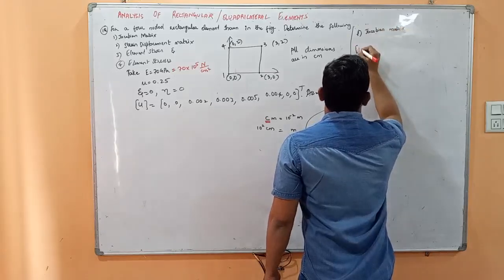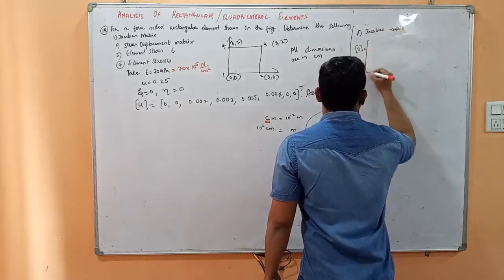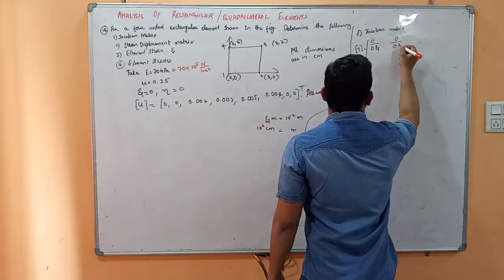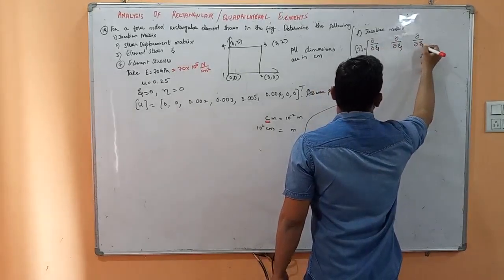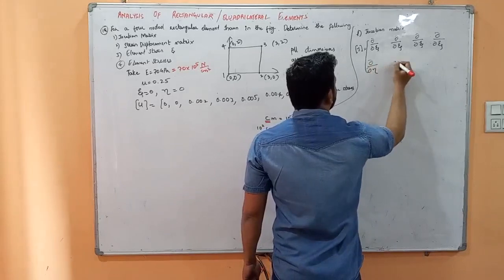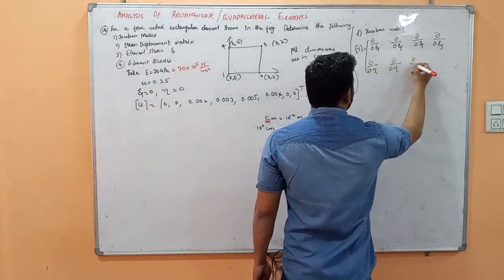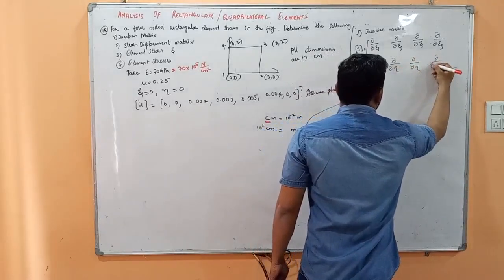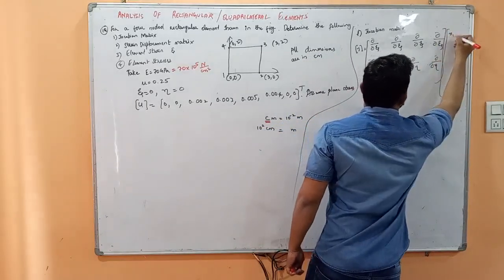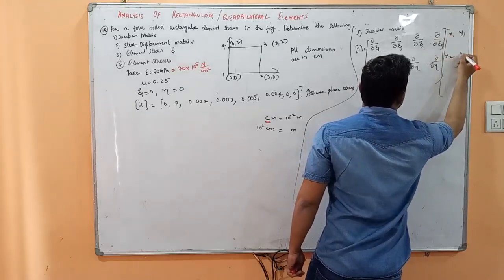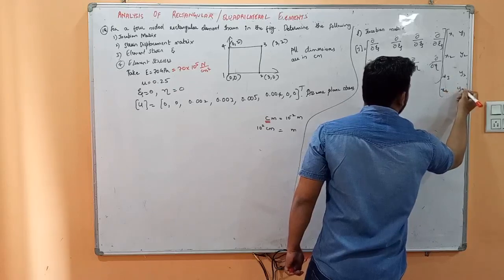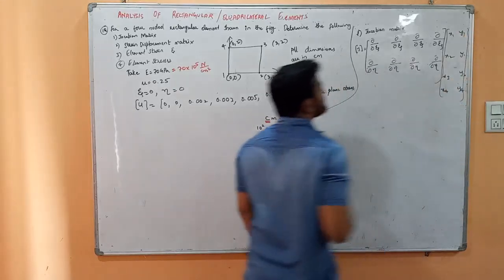So the Jacobian matrix is given by the matrix of partial derivatives ∂/∂xi and ∂/∂eta of the shape functions, multiplied by the coordinates x1 y1, x2 y2, x3 y3, x4 y4. So this is the formula of the Jacobian matrix.